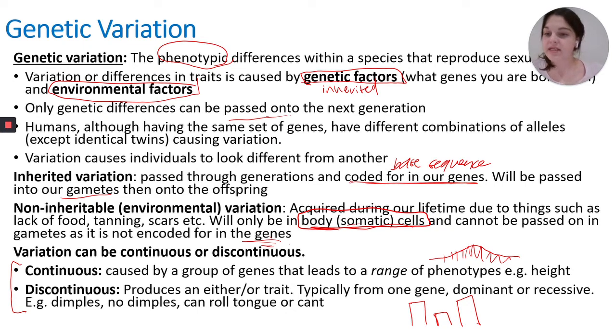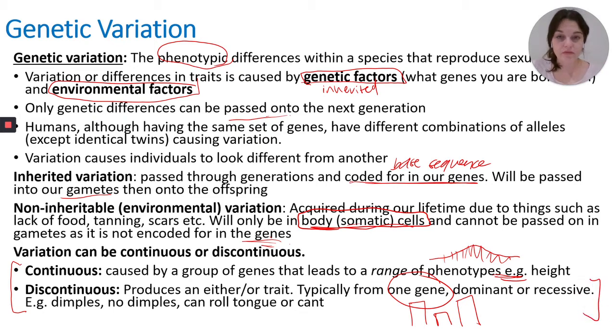Typically, discontinuous variation comes from one gene that controls that, with a dominant or a recessive allele. So that's more what we're looking at this year. Whereas continuous variation is typically coded for by quite a few genes working together, as well as the environment influencing it, a whole range of factors, turning genes on and off, quite a bit more complex than what we're looking at this year. So pretty much every question we'll be looking at will be about discontinuous traits. You're either one thing or you're the other.